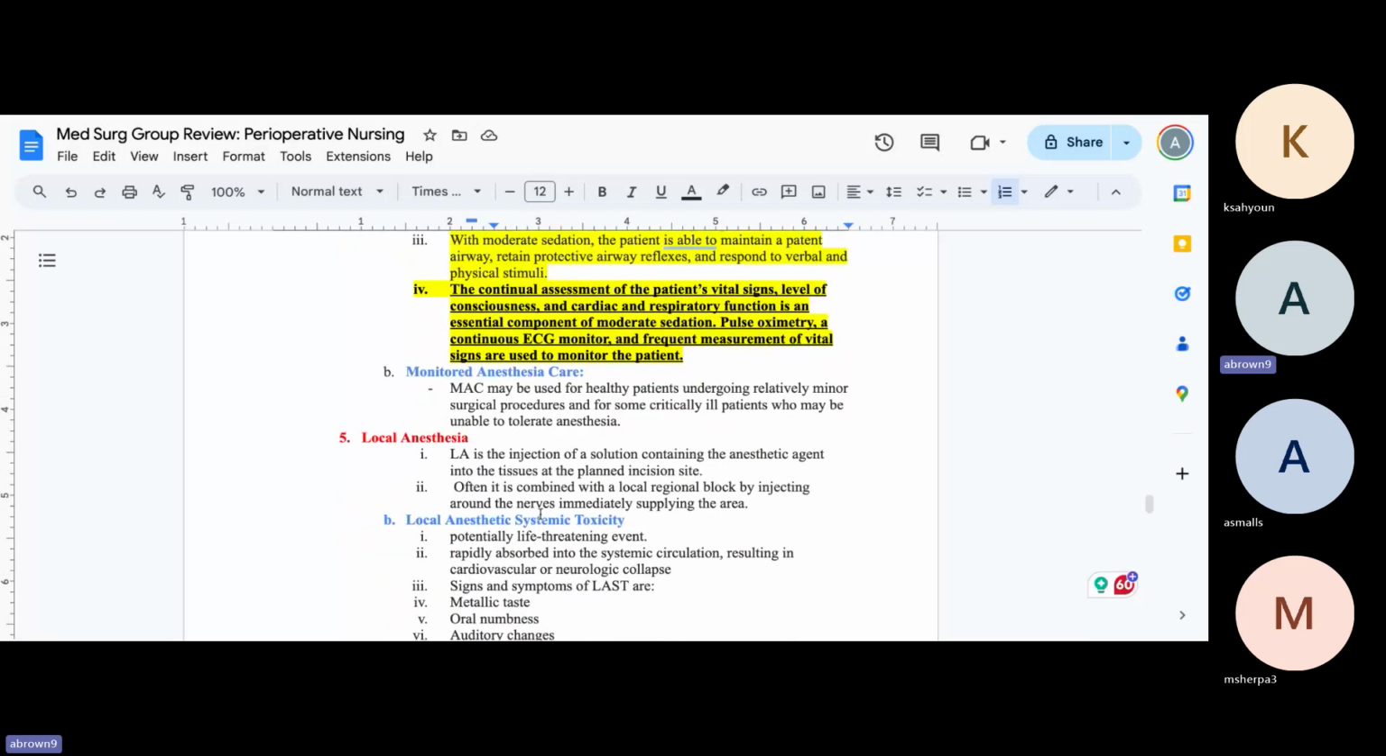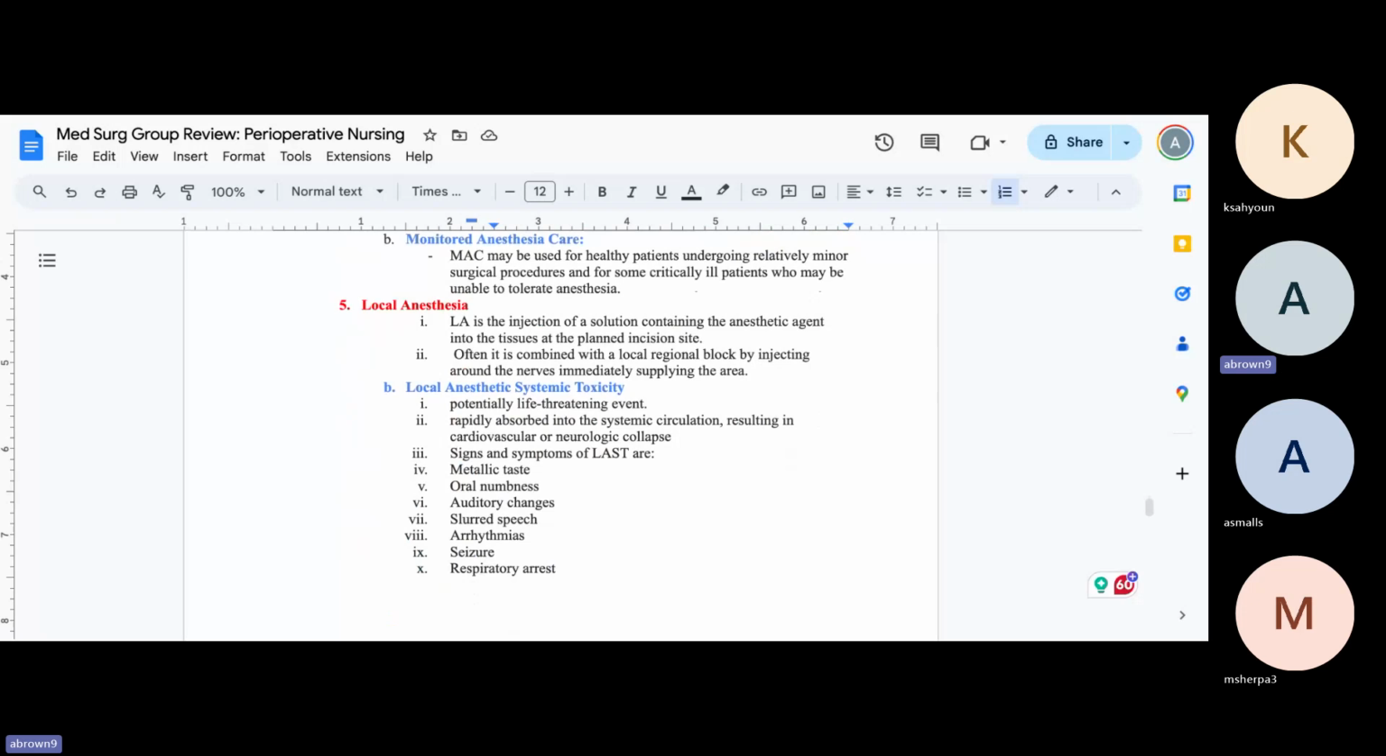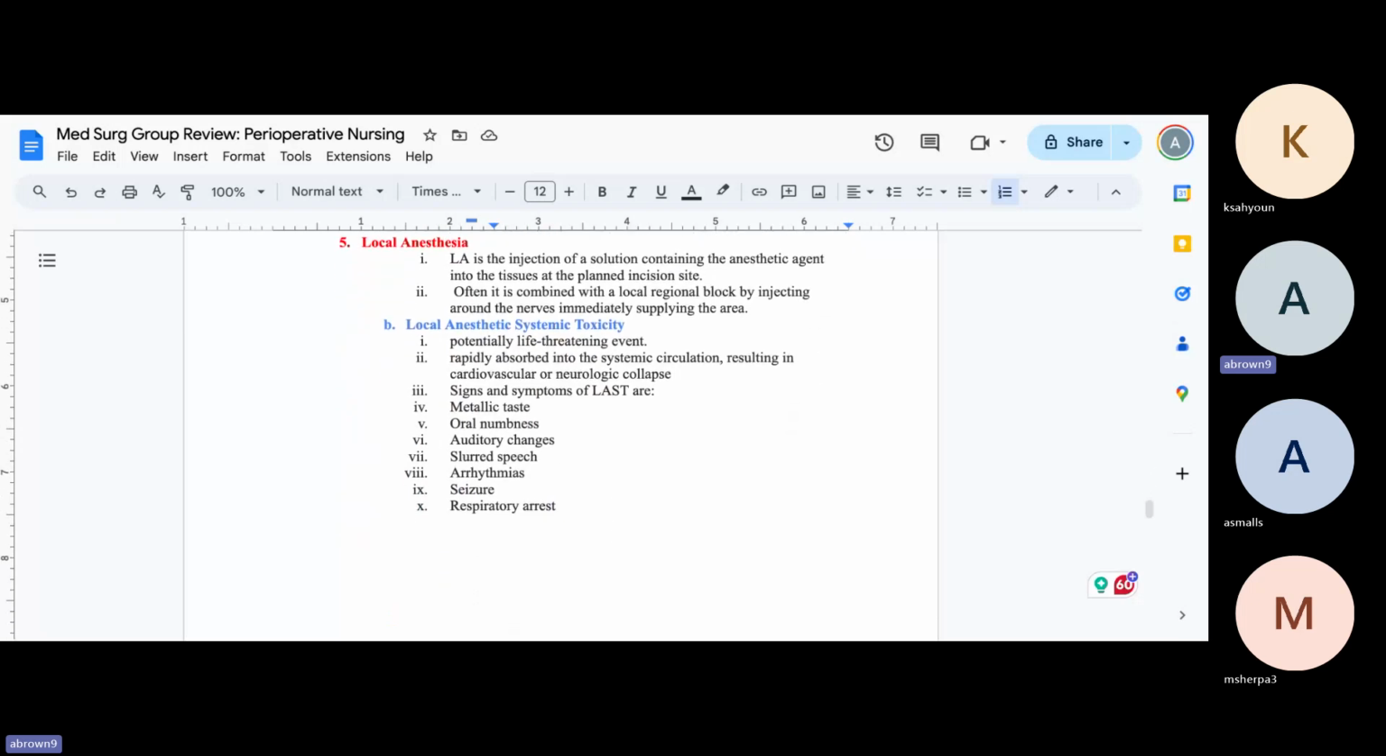Monitored anesthesia care, or MAC, may be used for healthy patients undergoing relatively minor surgical procedures and for some critically ill patients who may be unable to tolerate anesthesia. Then you also have local anesthesia, which is the injection of a solution containing the anesthetic agent into the tissues of the planned incision site. Often it is combined with a local regional block by injecting around the nerves immediately supplying the area.